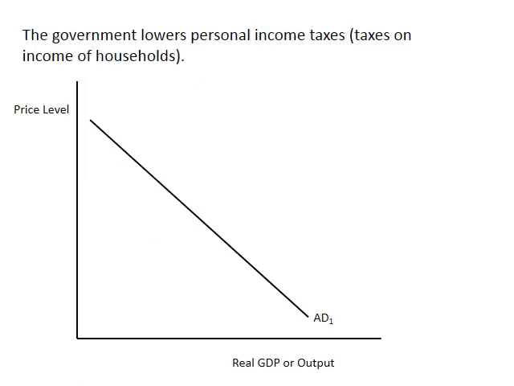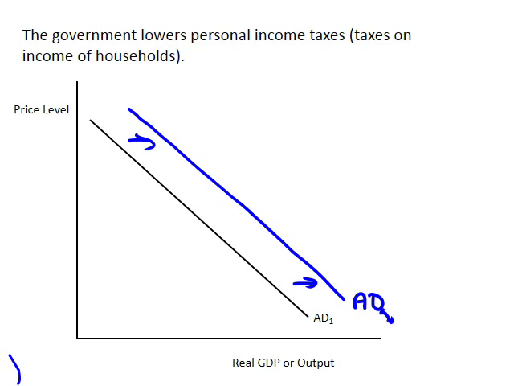The government lowers personal income taxes, so taxes on the income of households. So now households have more money. Consumers are going to spend more. AD shifts to the right. AD2, and the component is consumers.